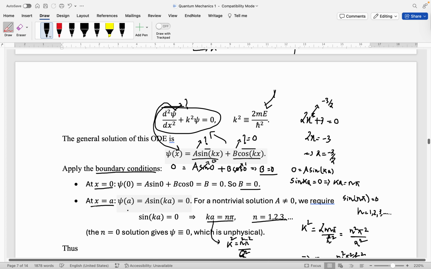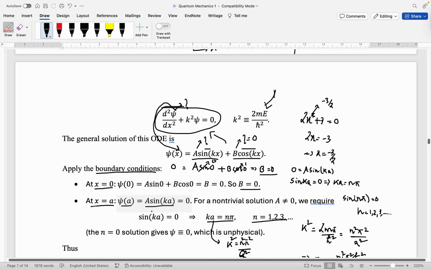So अभी मेरा solution और easy हो गया. This is a sin kx. Now let's find out at this position x is equal to a. At x is equal to a, psi of a is equal to a sin kx, x की जगह a, so I can write it like this, is equal to 0, right? Now if a is equal to 0, then only it is possible, or sin ka must be equal to 0, because we know psi a is equal to 0.